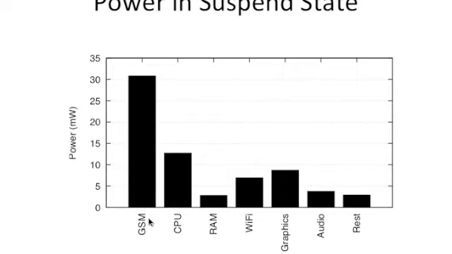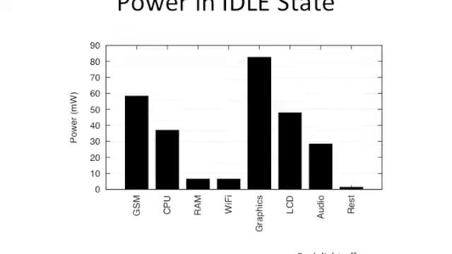One is in the suspend state, where you still have about 70 milliwatts of power: about 12 milliwatts with the CPU, and mainly your GSM modem is about 30 milliwatts, and then graphic is about 10 milliwatts, and the rest are 5 or less. So the radio and the CPU consume quite a bit of power. Here in the suspend state, presumably the display is off.